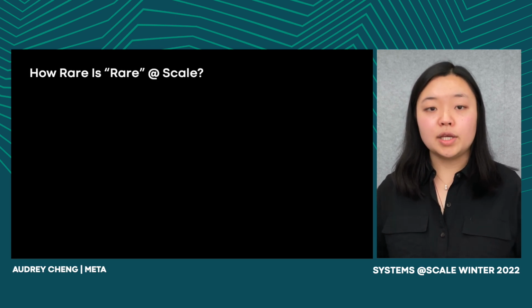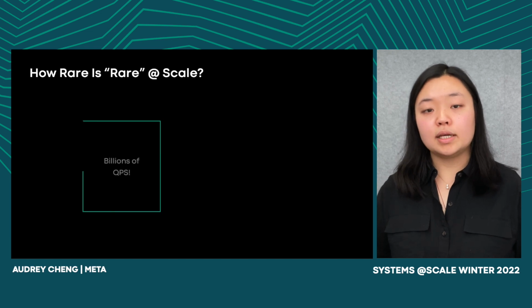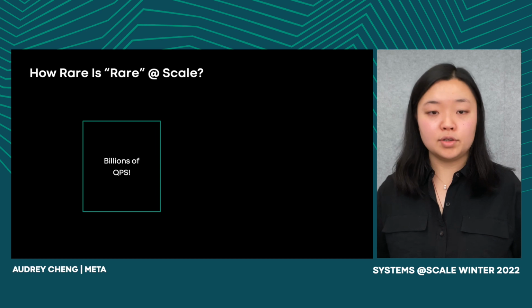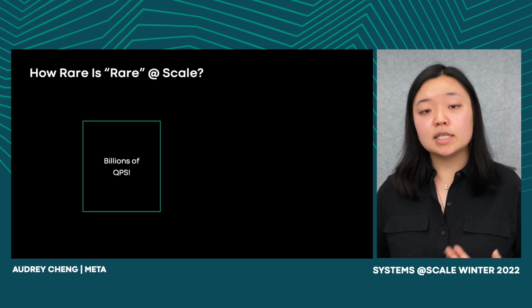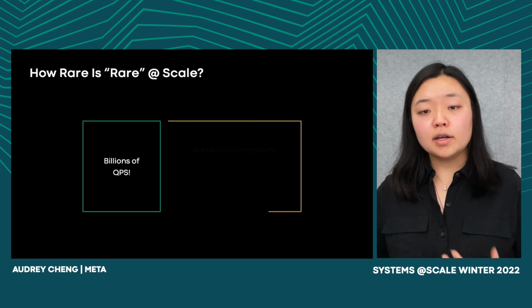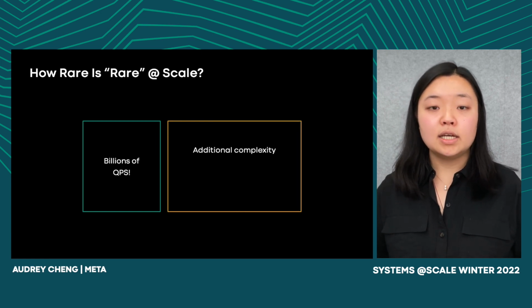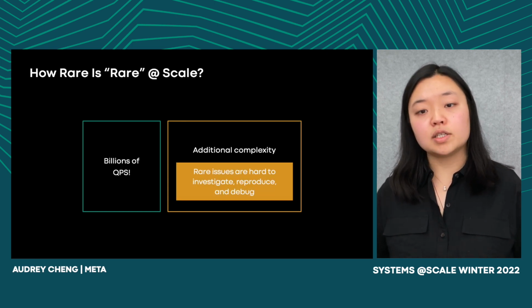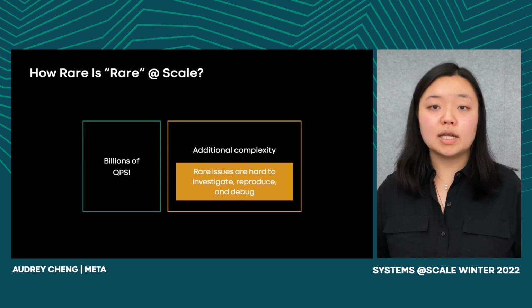I want to make an additional point here about rarity at scale, because as we see, even though 1 in 1,500 might sound very small, if you're doing billions of queries per second, this is actually quite significant in practice. And furthermore, because it's not very common, this adds additional complexity for product developers who need to go and find these bugs that are not deterministic, and these rare issues are often hard to investigate, reproduce, and debug.